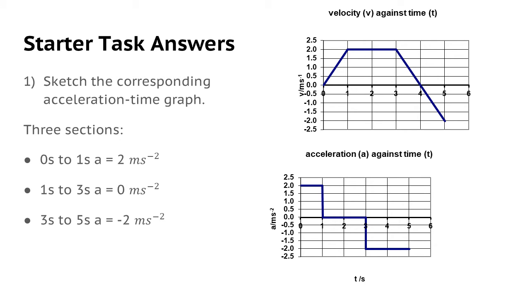That gives this graph here, which looks a bit strange, a bit blocky, but that's the way acceleration time graphs will look at higher level. And hopefully you can see this corresponds to the numbers on the left. Again, the vertical lines here, in a sense, you could miss them out, but they're basically just showing that the acceleration is changing almost instantaneously.